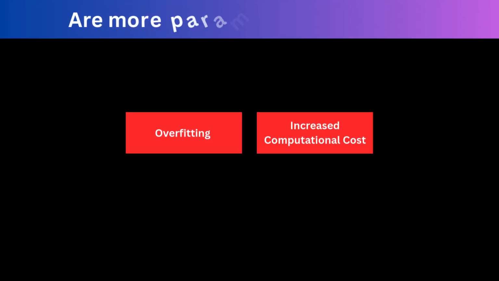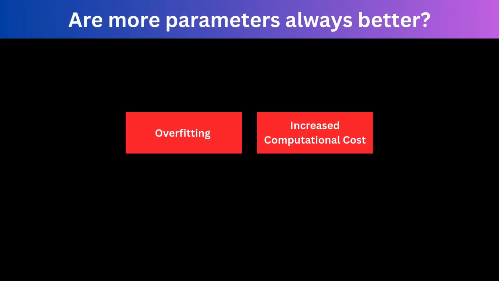Does more parameters always mean better performance? Not necessarily. Having a large number of parameters has its own downsides, like overfitting and computational cost. Overfitting happens when large amounts of irrelevant information result in accurate predictions for training data, but not for new data. So when it comes to new data, it won't generate optimal results.